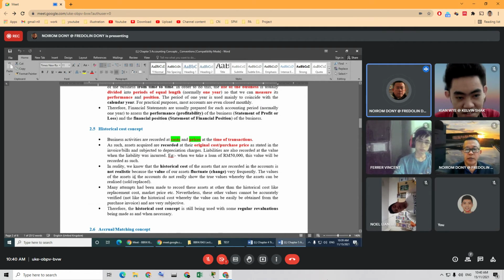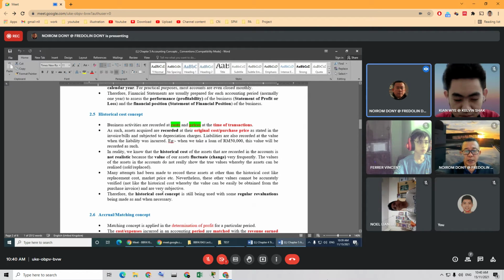So in reality, we know that historical cost of the asset recorded in the accounts is not realistic, because the value of our asset fluctuates very frequently. The value of the asset in the account does not really show the true value at which the asset can be realized. So in reality, we should be recording according to the updated value, isn't it? But we still use this historical cost.